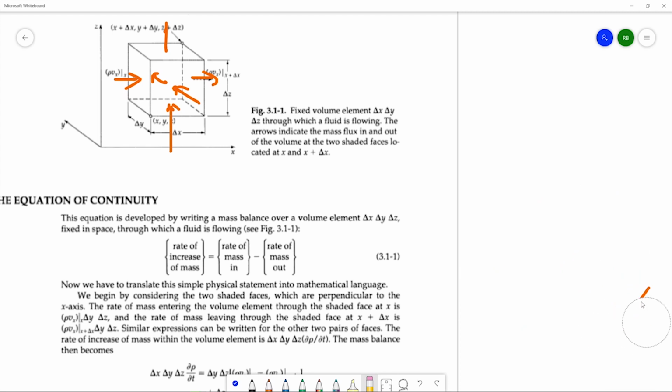So this is the general balance: accumulation is equal to in minus out. Accumulation is the rate of increase of mass. Rate of mass in should be kg per hour. Similarly, rate of mass out, kg per hour. Okay, we'll do it now.